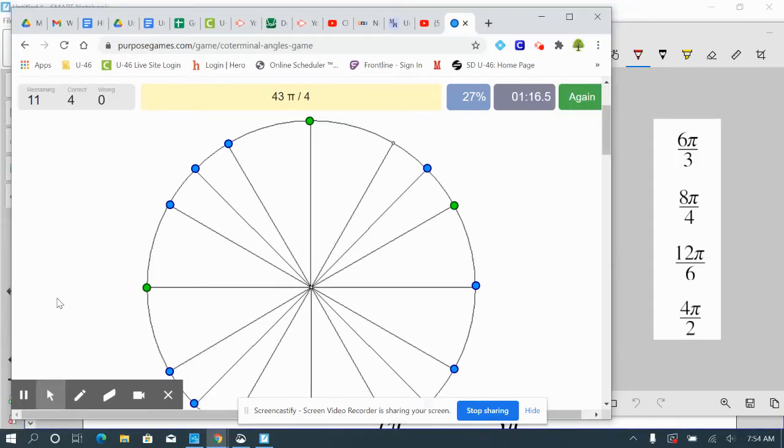Okay, good morning, everybody. So today we're going to talk briefly about coterminal angles, and this is another game I want you to play today. And coterminal, co means with, terminal means stop. So what are two angles that stop at the same spot?